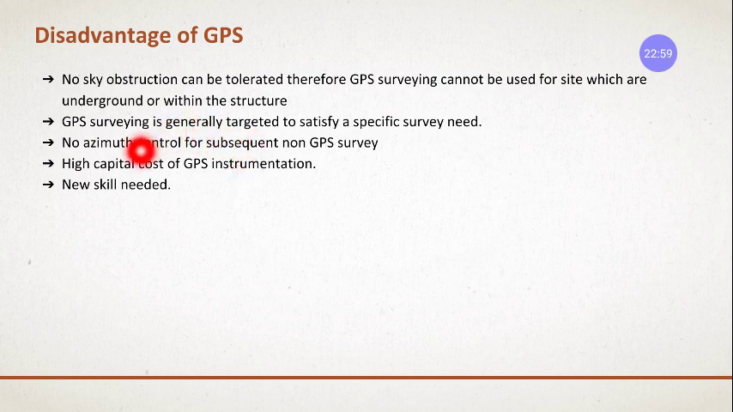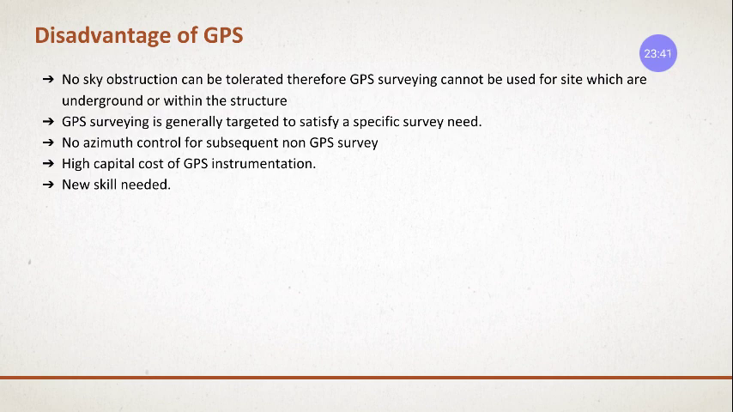Right? GPS surveying is generally targeted to satisfy specific survey needs. It is not for all the surveys. It cannot be used for all types of surveys. It is used for specific types of surveys. Right? High capital cost for GPS instrumentation. The receiver, the instrument that is required, the GPS receiver machine, is very costly, and it requires skill to use it, to understand what it is trying to say. Right? These are your disadvantages.